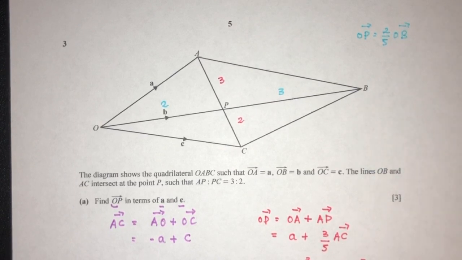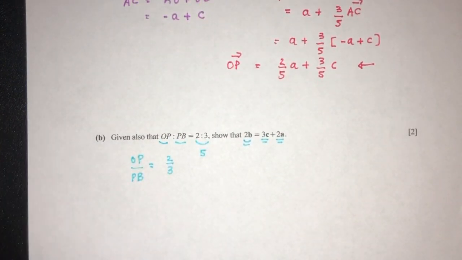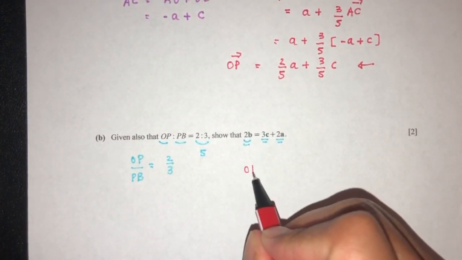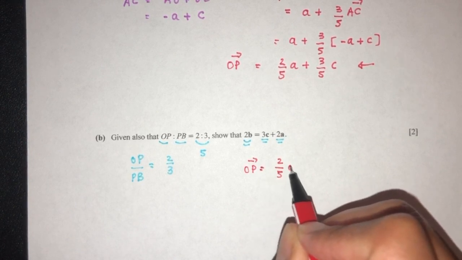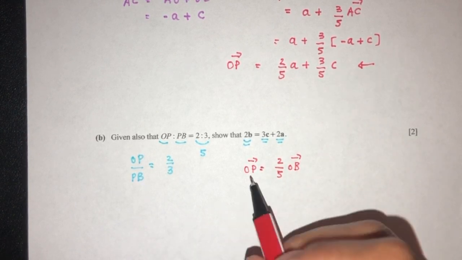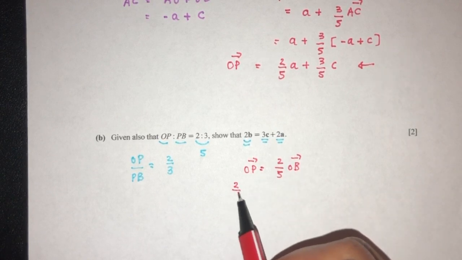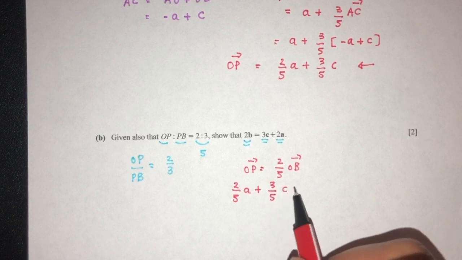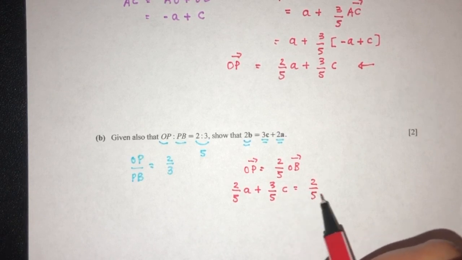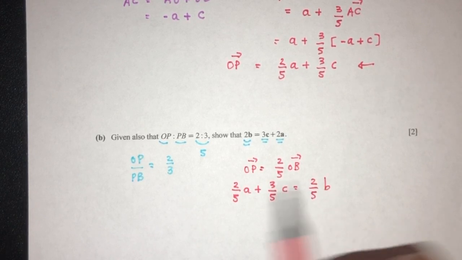So let's see how we can use that to solve this. For example, we can also write OP is equal to 2 over 5 OB according to the diagram. Now OP was found to be 2 over 5 A plus 3 over 5 C. That'll be 2 over 5 OB, which will be the value of B.